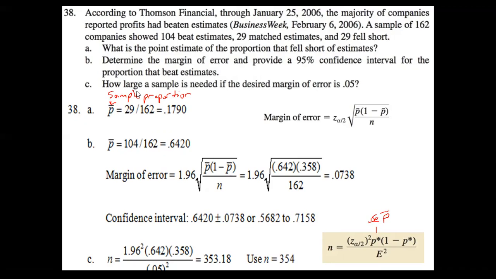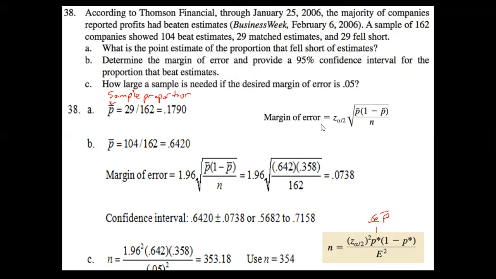Now, the p-bar, that's just our sample proportion, so that's what the sample proportion is for part A. Now, part B, determine the margin of error and provide a 95% confidence interval for the proportion that beats estimates. Well, beats estimates is going to have a proportion of 104 divided by 162, and we see that down here, and if we calculate that out, that's 0.6420.